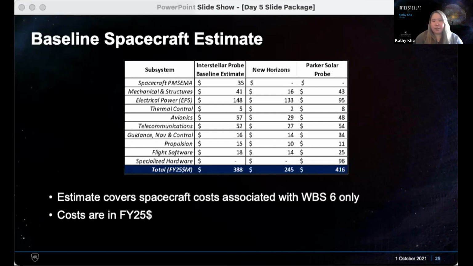And the rest of this is pretty straightforward in terms of spacecraft hardware. The Interstellar Probe estimate was estimated using mostly analogies to past missions, so it accounts for a lot of historical development risk on the spacecraft as well. Again, this also only covers WBS 6. It covers nothing else except for the spacecraft development and engineering, and the costs are in fiscal year $25 as well. Next slide, please.